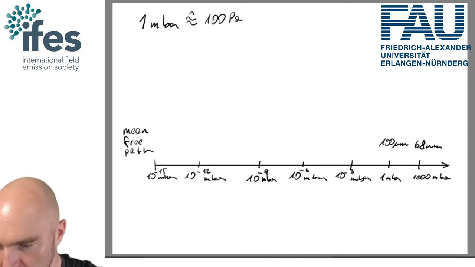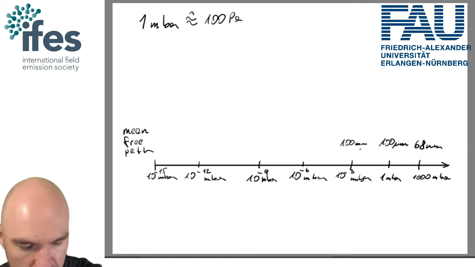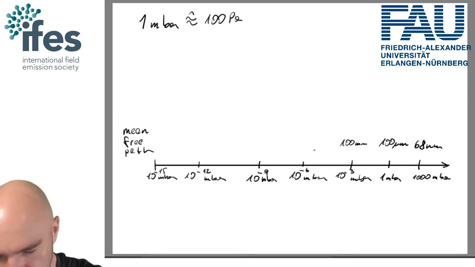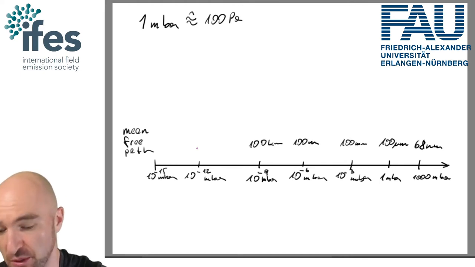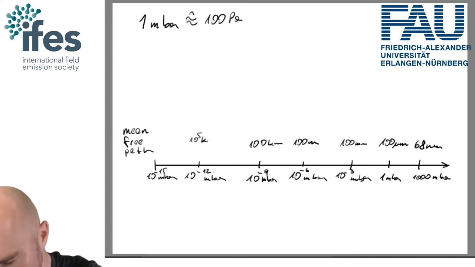In fine vacuum, which would be about 10 to the minus 3-ish, I'd get one at about every 100 millimeters. Then at 10 to the minus 6, we'd be getting about one roughly every 100 meters, and at 10 to the minus 9, roughly every 100 kilometers. And at 10 to the minus 12, it would be 100,000 kilometers, so 10 to the 5 kilometers between individual collisions.